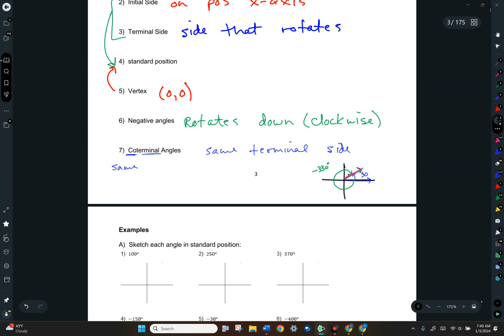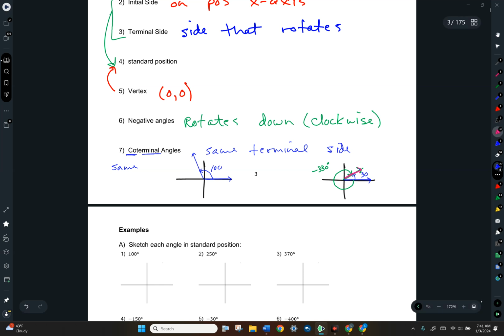Let's take another example. Let's say I have a 100-degree angle. Here's my initial side. 100 degrees would mean I'm going out of the first quadrant, just barely into the second quadrant. So this would be a 100-degree angle.